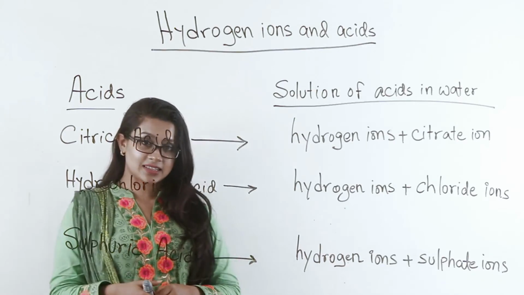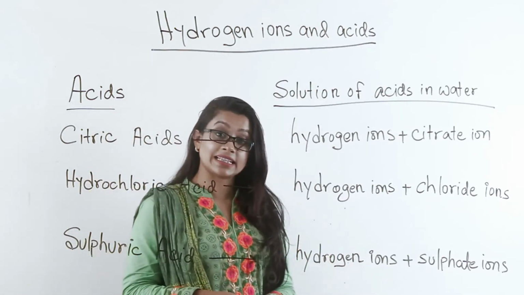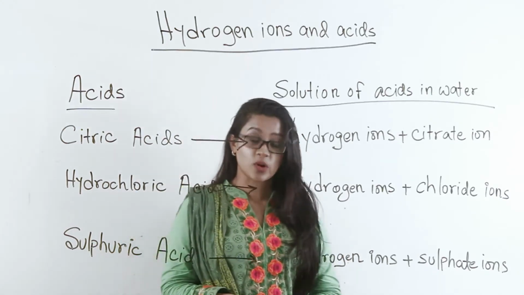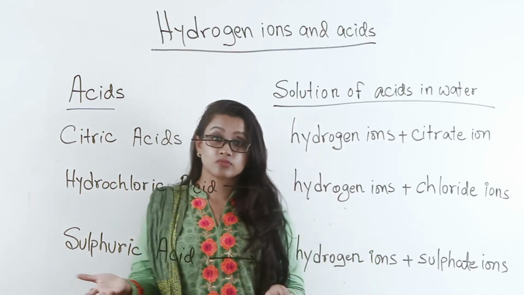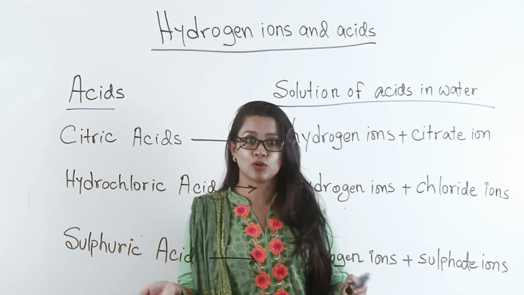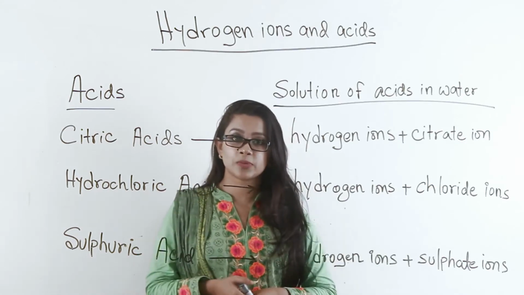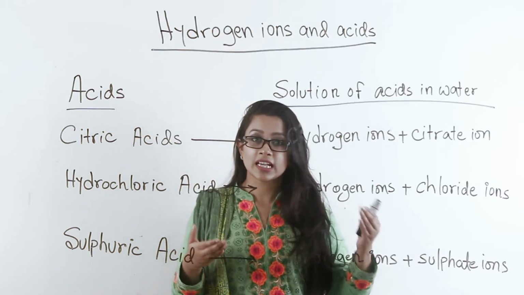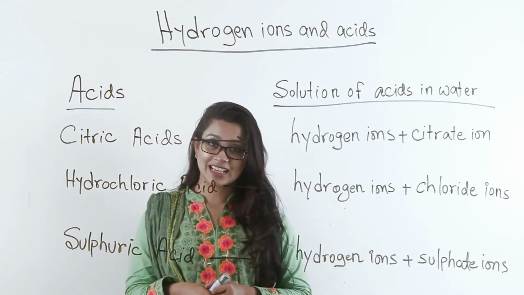See, citric acid, whenever it's dissolved in water, forms hydrogen ions and citrate ions. Hydrochloric acid, when dissolved in water, forms hydrogen ions and chloride ions. And sulfuric acid, when dissolved in water, also forms hydrogen ions and sulfate ions. Now, these can be represented in the form of chemical equations as well. So in the next part, that is what I will show you in the form of examples.